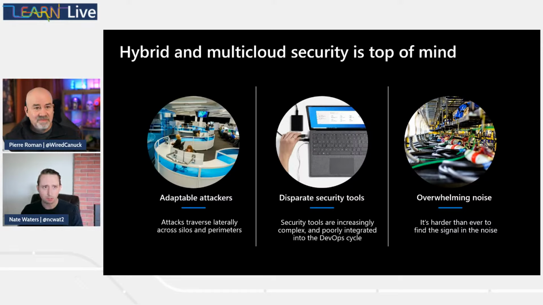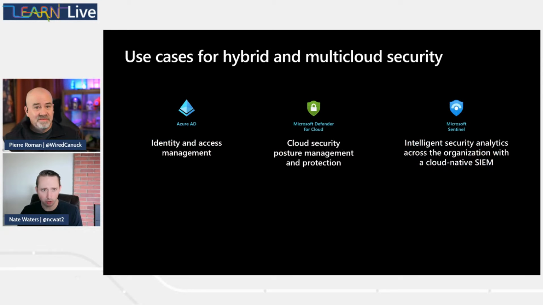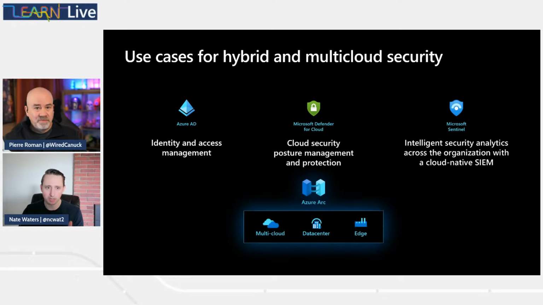And so that's why having a simple, secure tool and provider for your hybrid and multi-cloud is really important. There are three scenarios that we hear a lot from customers: we need security for our hybrid identity, for our cloud posture management and protection, and our analytics. And this is where Azure Arc can come in. You can bring the best tools from Microsoft, like Microsoft Defender for Cloud or Microsoft Sentinel, into your hybrid, data center, edge, and multi-cloud environments, and get a really comprehensive set of security.